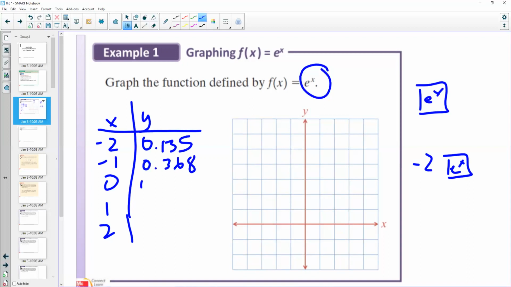At 0, it should be 1. At 1, it should be 2.718. And at 2, it should be 7.389. We're going to graph that. It looks basically like this. This looks kind of familiar, doesn't it? It's an exponential function.